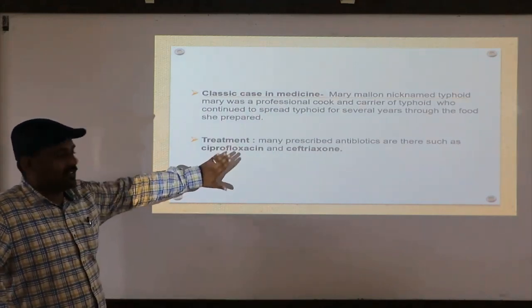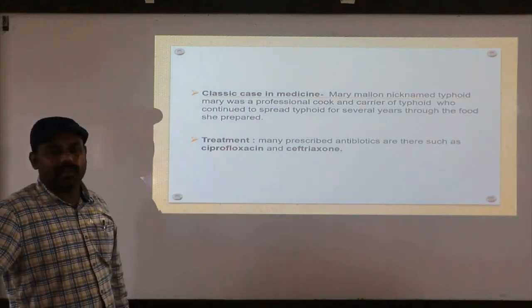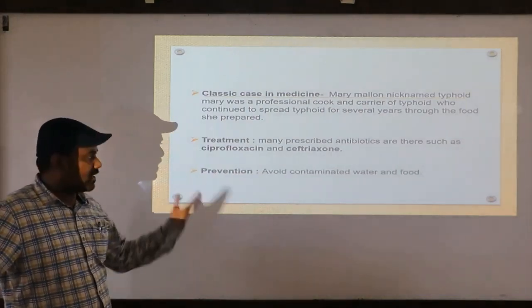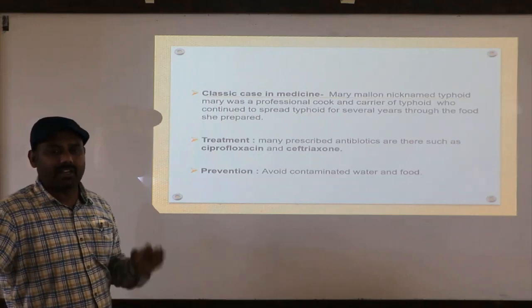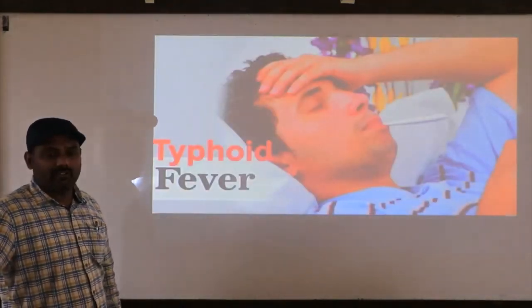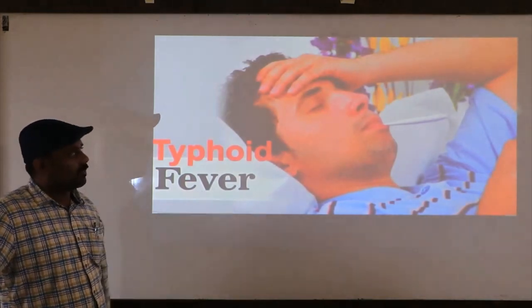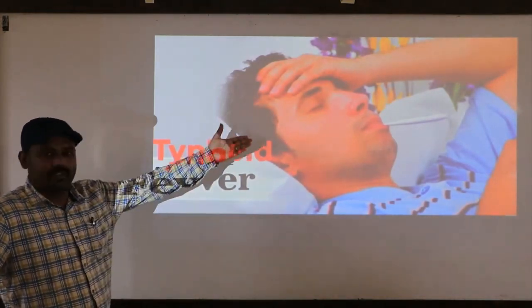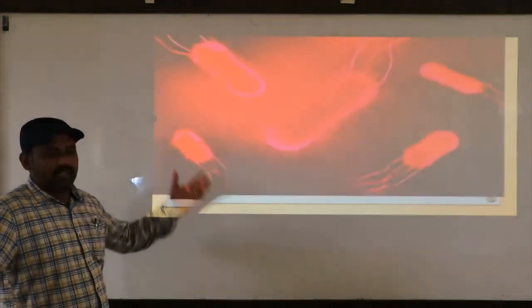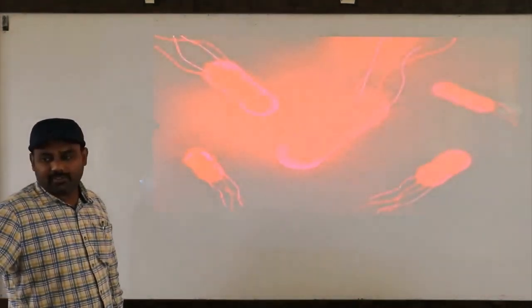The treatment is some prescribed antibiotics for typhoid. Then the most important is preventive measures, that is as much as possible try to avoid contaminated water and contaminated food. It is more than enough to avoid typhoid. So this picture shows a person who is suffering from typhoid. Next, these are what? Salmonella typhi bacterium.